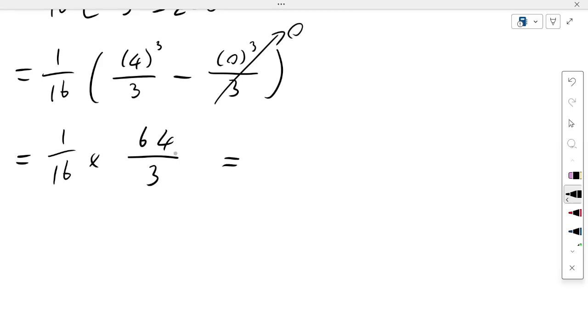Okay. Well, now what we can do over here, we can actually just cancel these out such that we get 1, and then this will just be 4. And then therefore what we are left with is the final answer, which is 4 divided by 3.